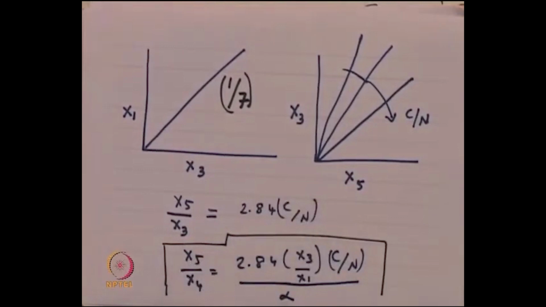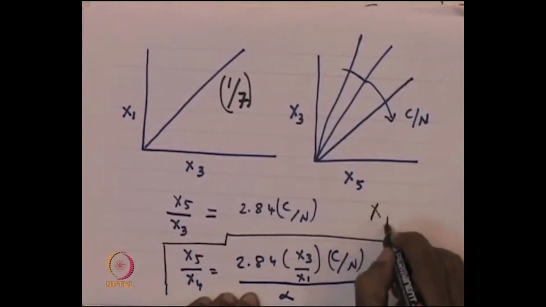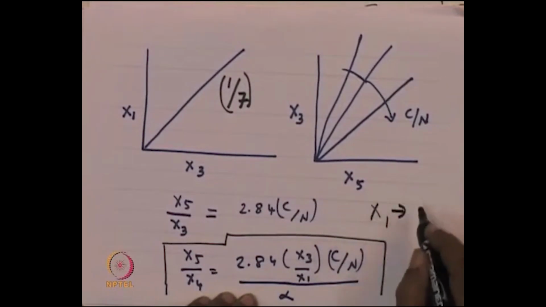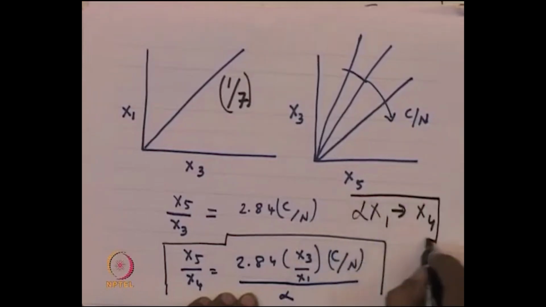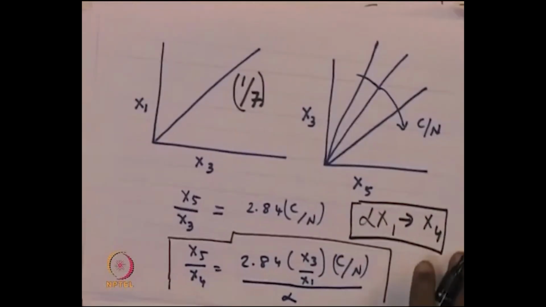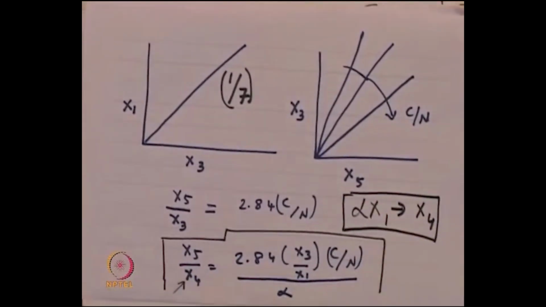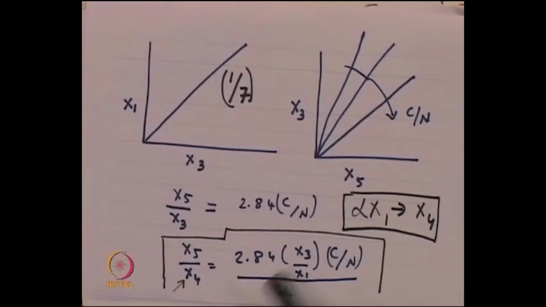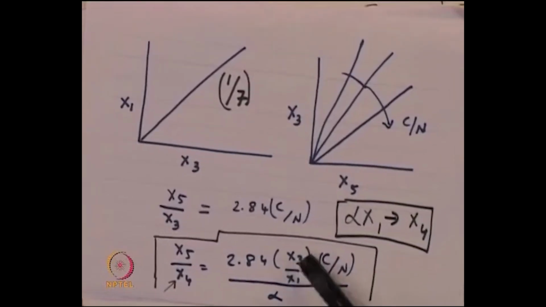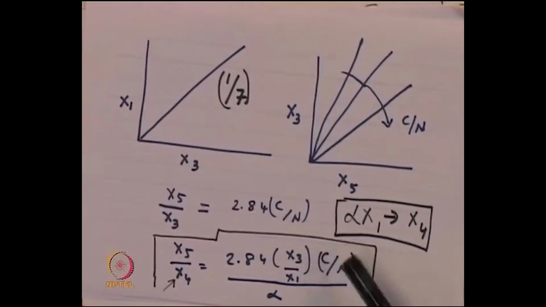Now, if you assume that whatever x1 is formed goes to form cells, therefore alpha times x1 is x4. If you make this assumption, then the cell produced to carbon lost looks something like this. That means loss of carbon measured as COD to production of cells, on the right hand side, is the ratio of x3 to x1, which I say is 7. C by N is of the reaction environment, that is something that we will choose. Alpha is the product you are producing.